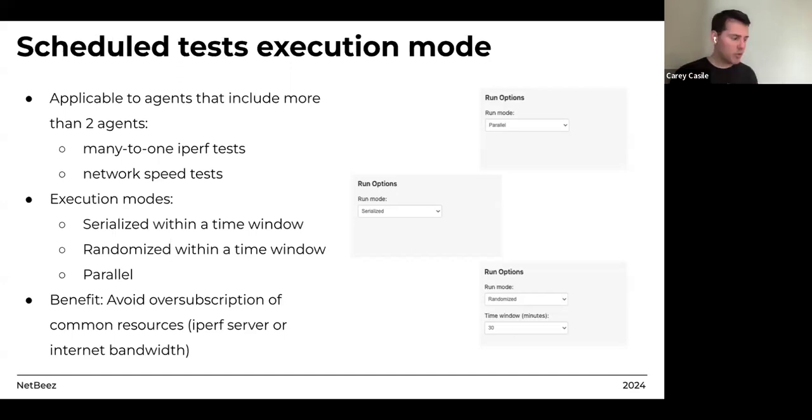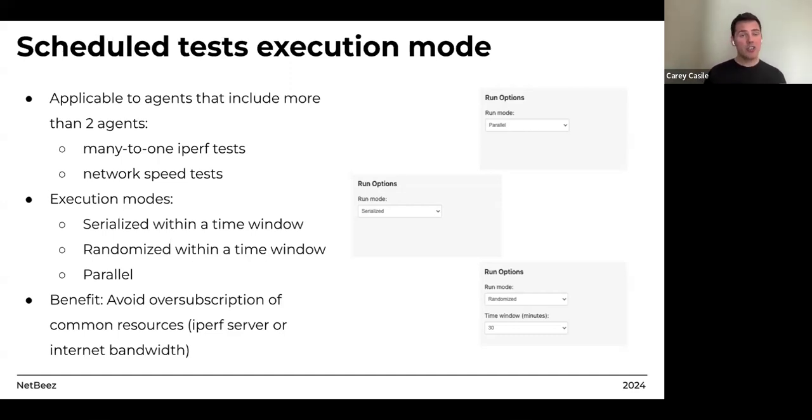And so where the necessity for this one came from is if you have 100 agents in one location that are running a speed test at the same time, it could be a lot on your network. So if you're running a network speed test or an iPerf test at the same time, in a parallel way, it could be a lot. So what we can do are additional options.